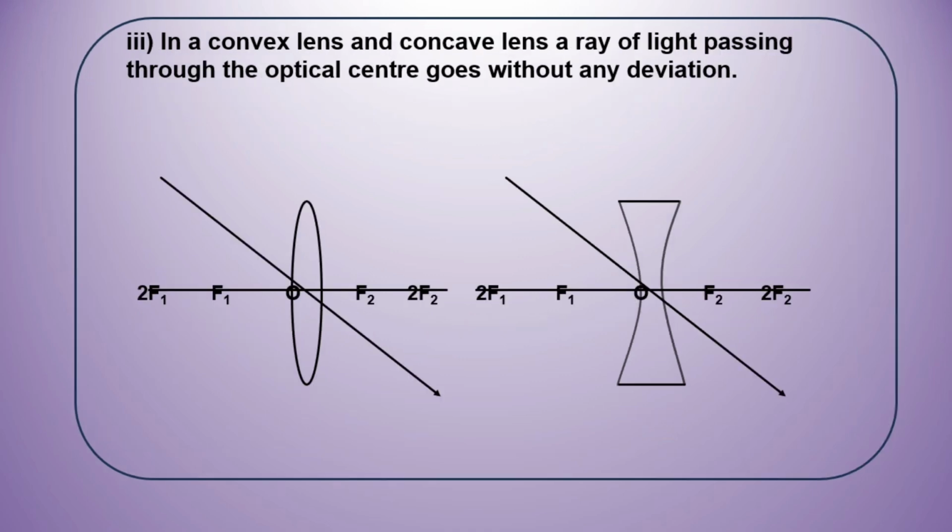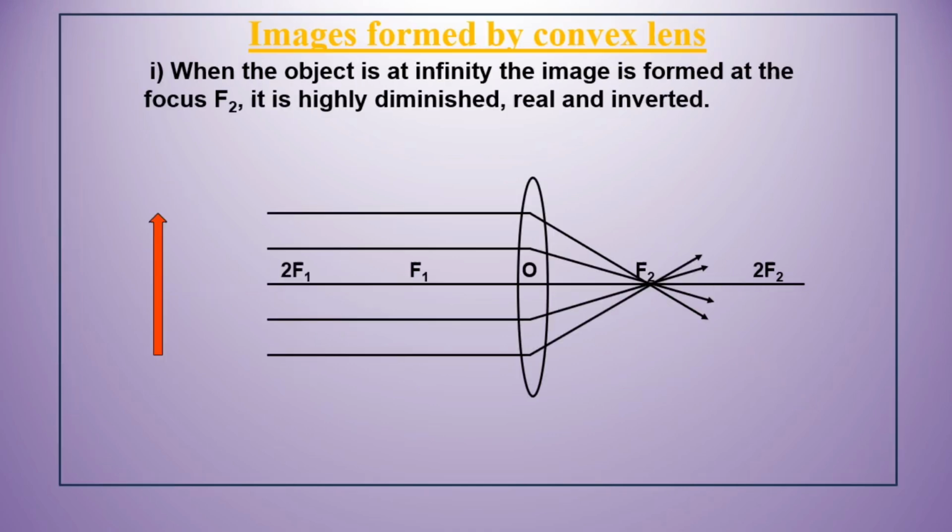So in the third diagram, in a convex lens and a concave lens, when a ray of light passes through the optical center, it goes without any deviation. It doesn't deviate anywhere. Likewise in a concave lens, when light passes through the optical center, it goes without any deviation. This is the third diagram. So here we are going to see the images formed by a convex lens.